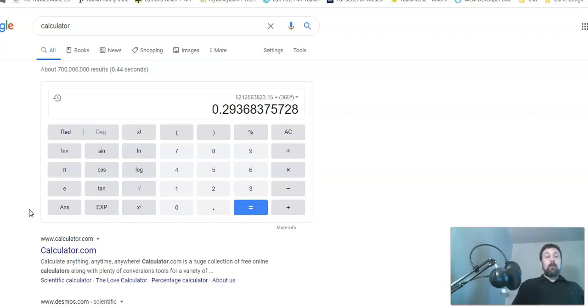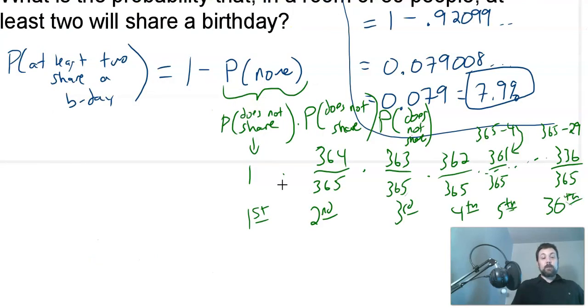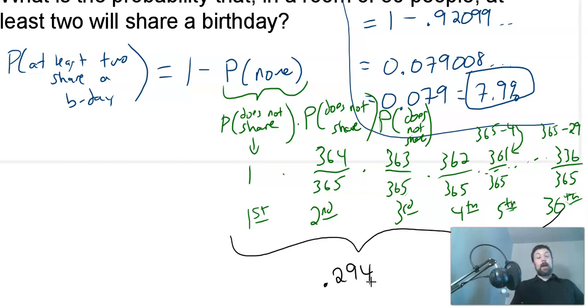So I'm getting 0.29, let's just go with 0.294, right? So we'll round it to the third decimal place. 0.294 for the result of multiplying all these fractions together. So let me use a different color here. 0.294. Now, that's the probability in a room of 30 people that none of them share a birthday in common. None of the 30 people share a birthday in common with anybody else in that room. We were looking for the probability that at least 2 people in that room would share a birthday in common. So we want the complement of this.